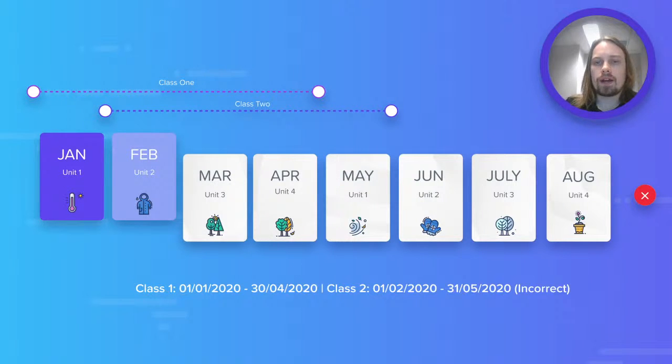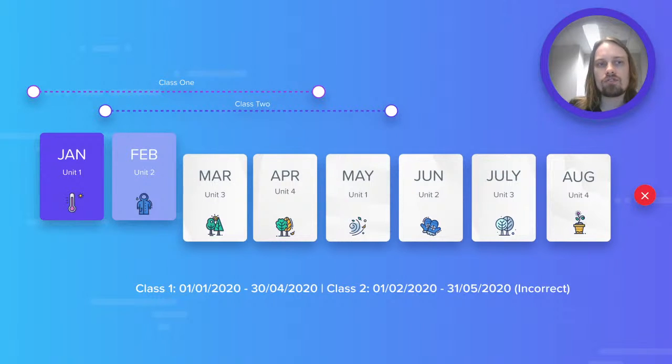Within aXcelerate, if you try and set things up so that you have what we call a class for each one of these terms or intakes, you'll actually start to run into a bit of a problem. In this example on the screen, you can see we have 2 classes, class 1 and 2, and they actually somewhat overlap.